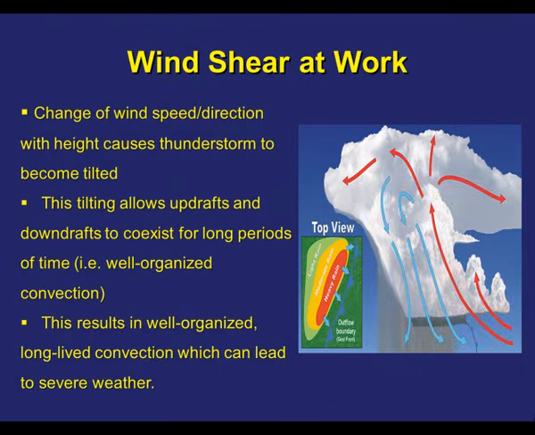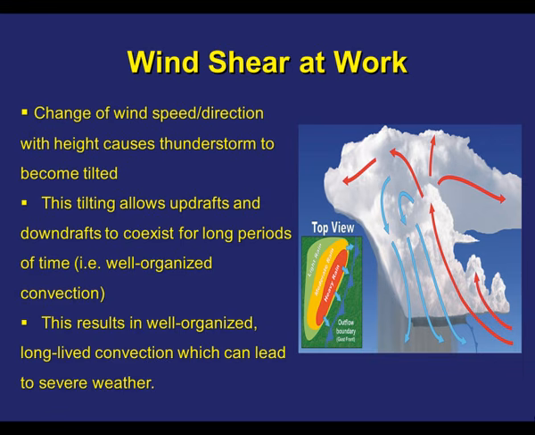Well, a change of wind speed or direction with height causes the thunderstorm to become tilted. If you remember back to the previous slides, we were at a mature thunderstorm, when we have updrafts, rising air, and downdrafts, sinking air, occurring in concert with one another, we're at the mature stage. But if the thunderstorm is straight up and down, those two processes of rising and sinking air really conflict with one another, because the sinking air associated with the rain falls into the nice warm rising air, which is feeding the thunderstorm. They work against one another.